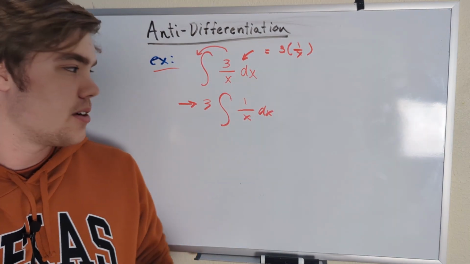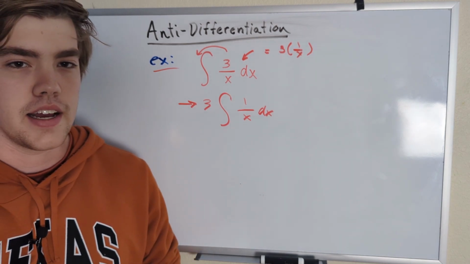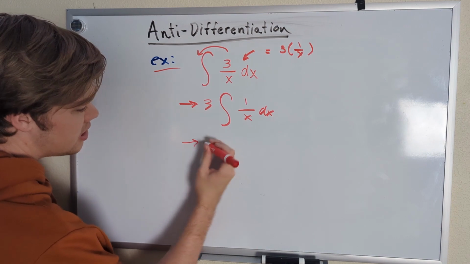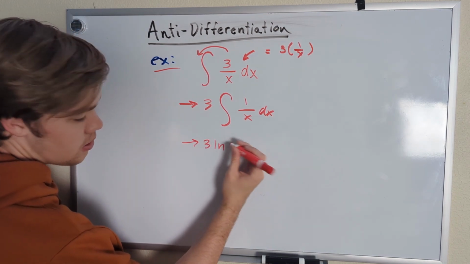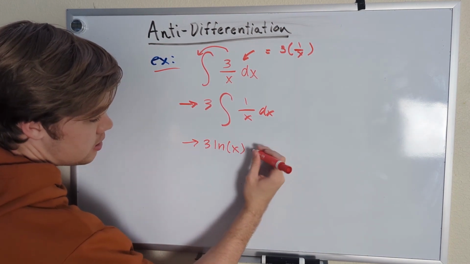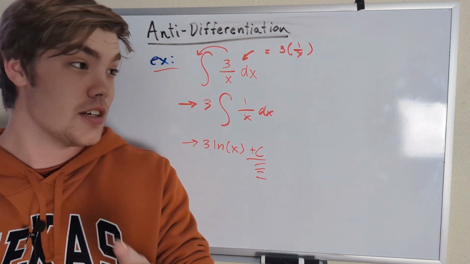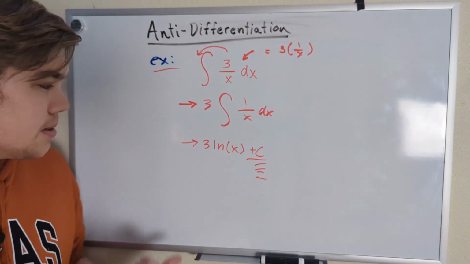Now what function, when you took its derivative, equaled 1 divided by x? That's right, the natural log of x. So this is just 3 times natural log, or ln, of x plus c. Do not forget the plus c. I forgot it many times, and I don't want you to forget it. Don't forget the plus c. And that's it. That's our answer.